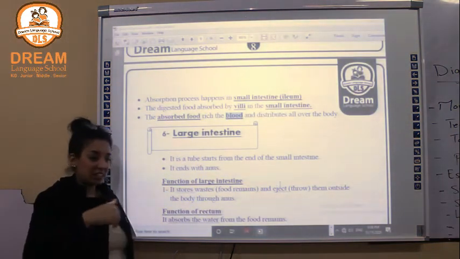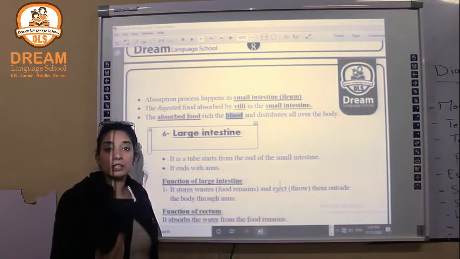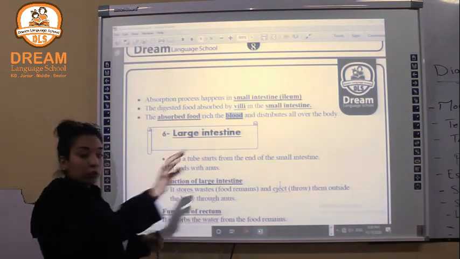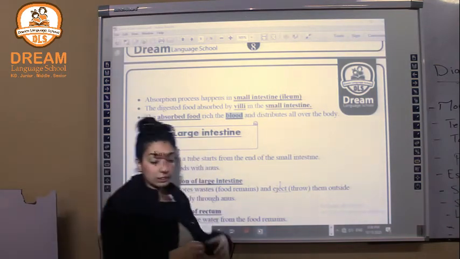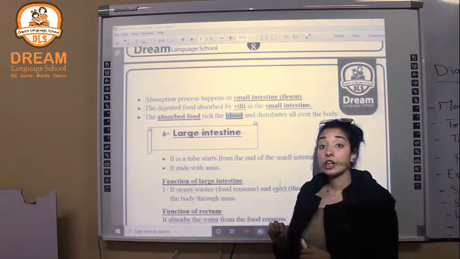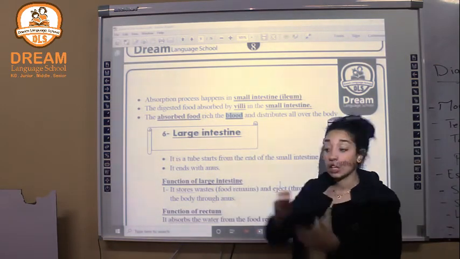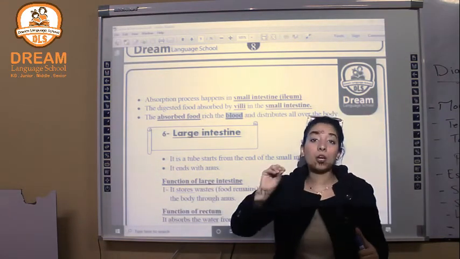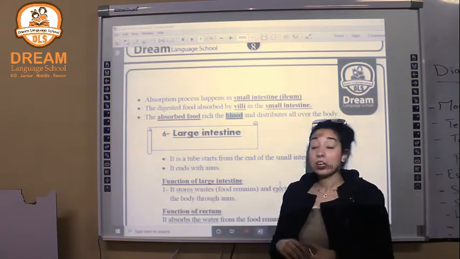The rest of the waste, the rest of the food that my body doesn't need, will go to the large intestine. The ileum will push it to the large intestine. The large intestine is like the basket. When you throw something in the basket, you don't need it. So the large intestine is like the basket. You will throw the undigested or the unwanted waste that I don't need to the large intestine.